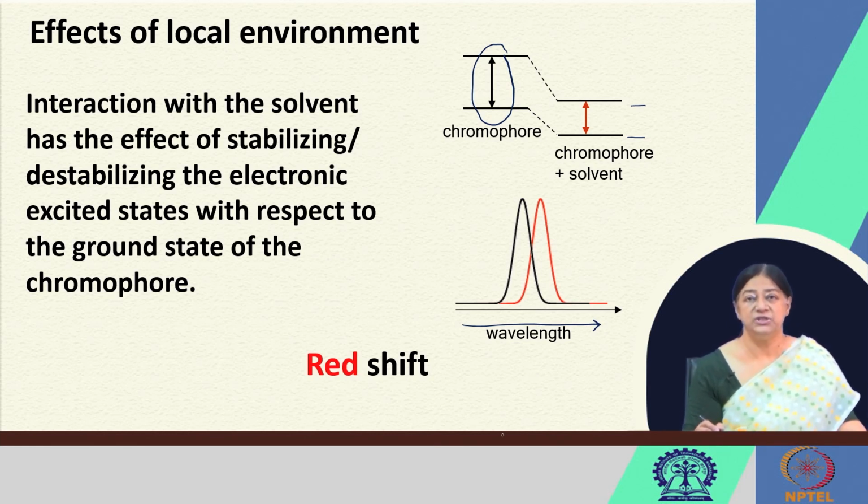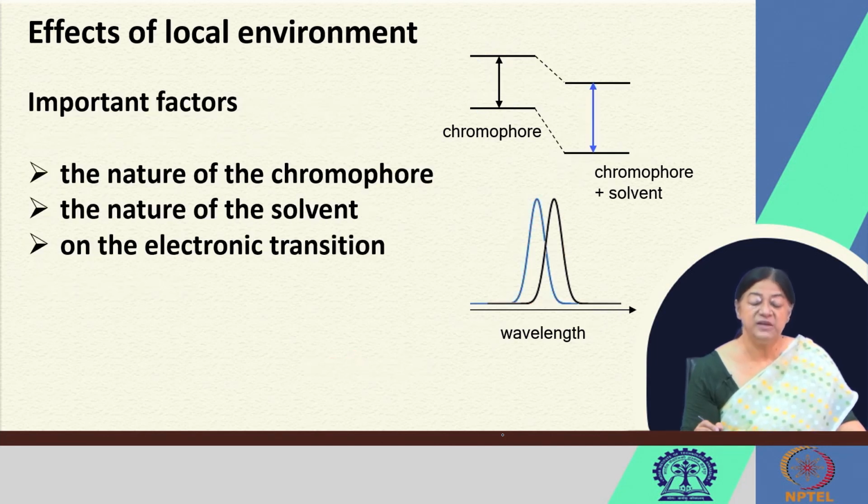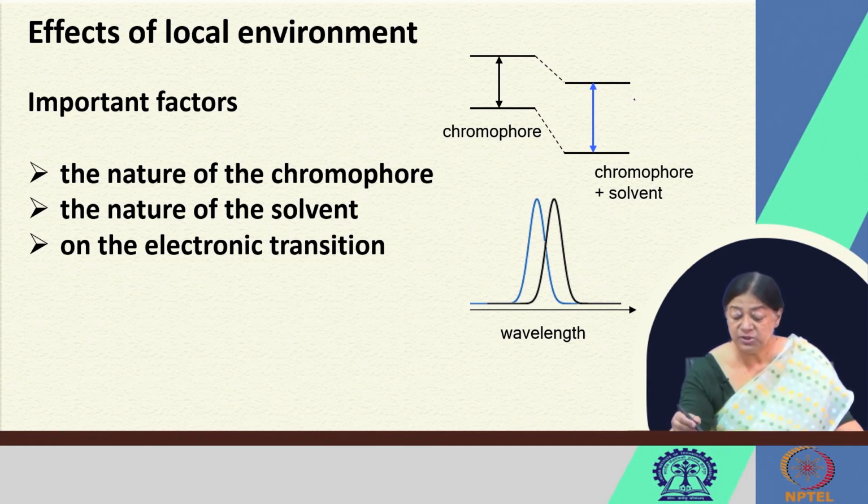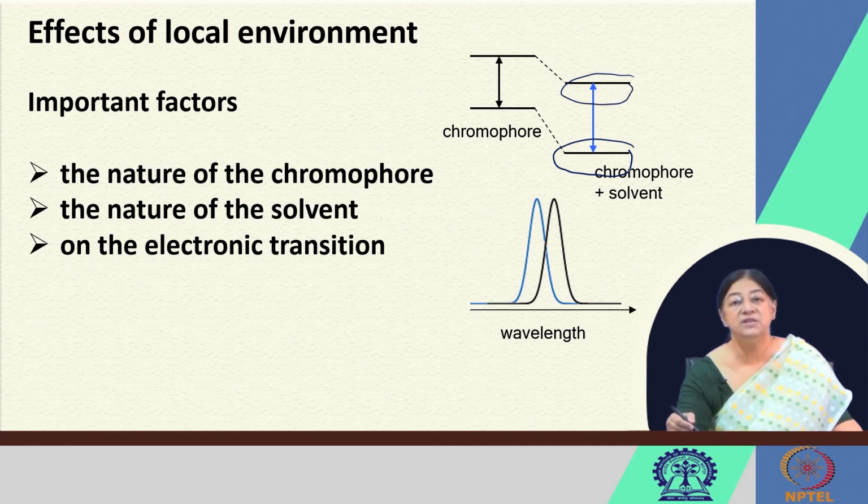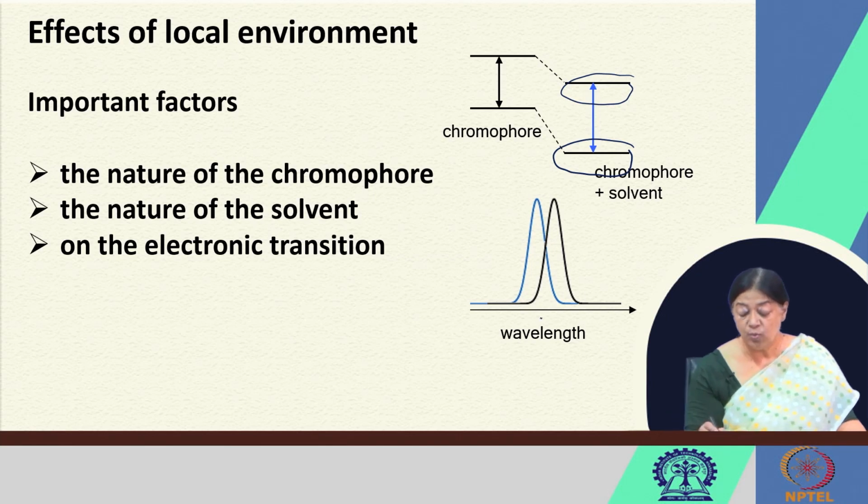These are observations that we make in our protein solutions to monitor effects. Similarly, we will see the effects of a local environment in terms of the important factors that are going to play a role. For example, it may so happen that the ground state is stabilized more than is the excited state. So what happens is the energy difference is larger, indicating that the shift is to a lower wavelength. So this is called a blue shift.